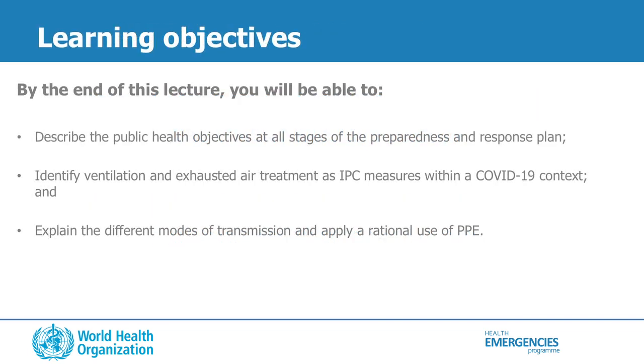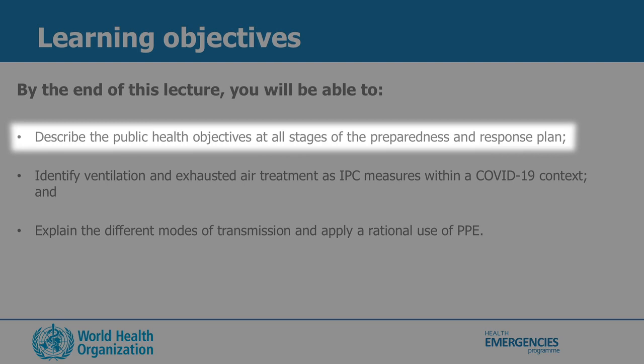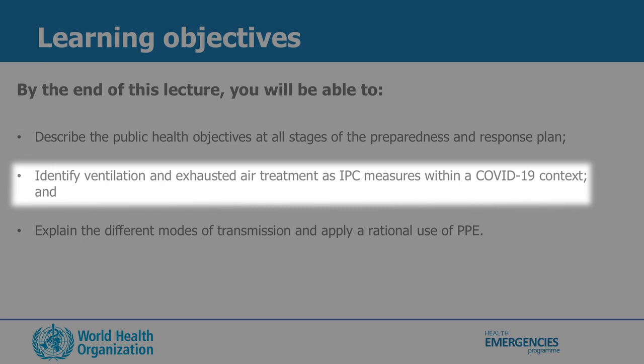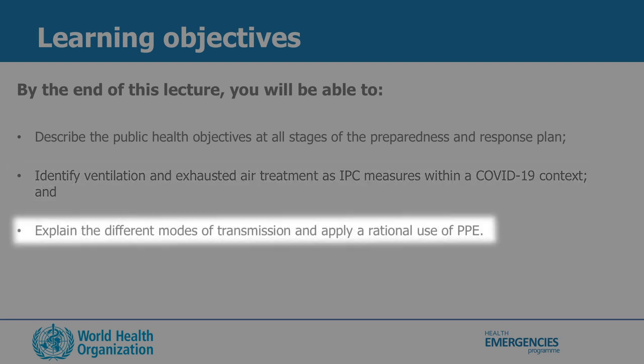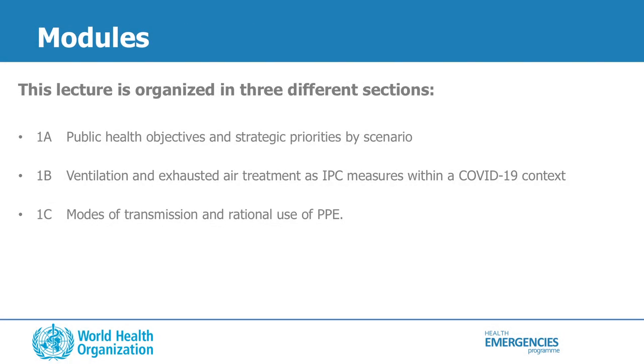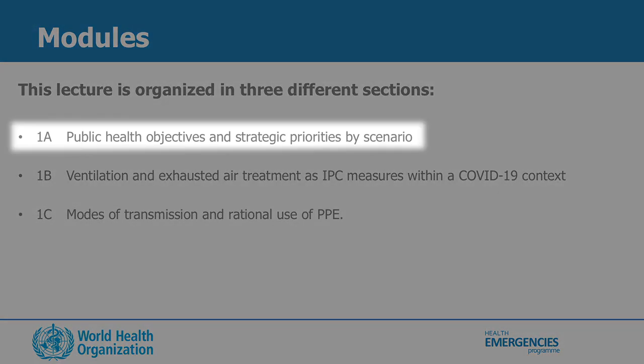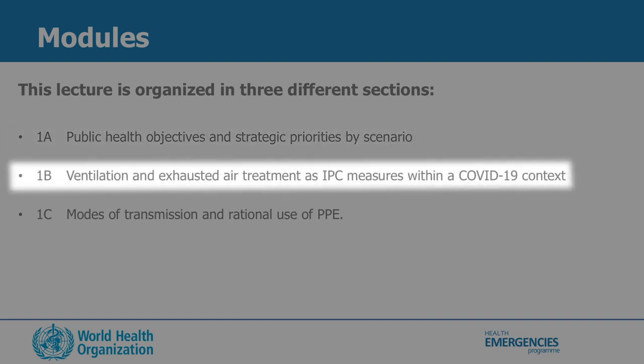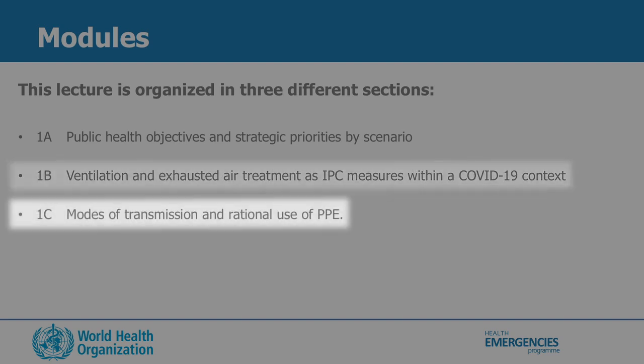By the end of this lecture, you will be able to describe the public health objective at all stages of preparedness and response plan, identify ventilation and exhausted air treatment as an IPC measure within a COVID-19 context, and explain the different modes of transmission and apply a rational use of PPE. The module is organized in 3 different sections. First is public health objective and strategic priority by scenario, then ventilation and exhausted air treatment as IPC measure, and mode of transmission and rational use of PPE.